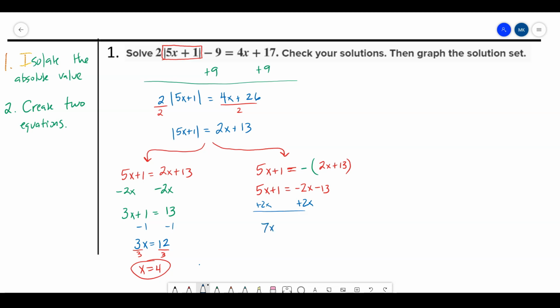I'm going to get 7x plus 1 equals negative 13. I'm going to subtract 1. Going to get 7x equals negative 14. And then divide by 7 to get x equals negative 2.